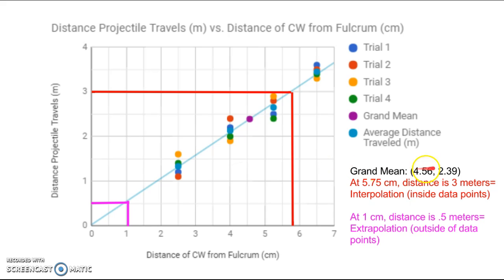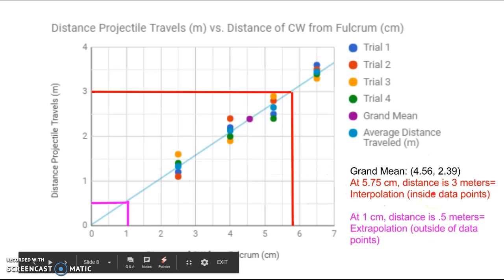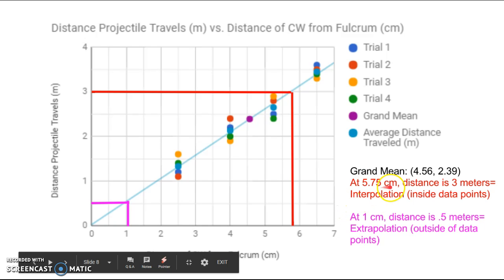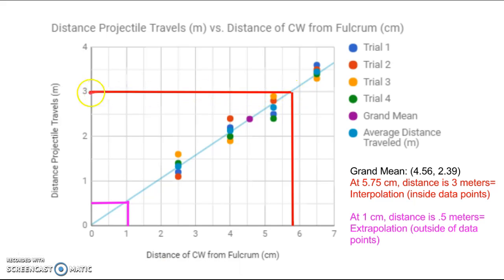Right? You also had to make an interpolation and an extrapolation here, and this is actually where some people went wrong. So the first question asked, at 5.75 centimeters, what would be the distance the projectile would travel? To make my interpolation, I'd go to 5.75, I'd follow that up, and I'd see that it looks like it's right around 3. So if you were close to that number, I accepted that.